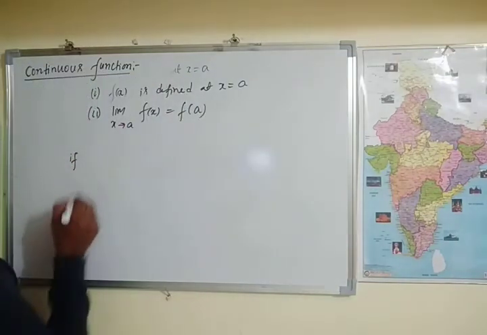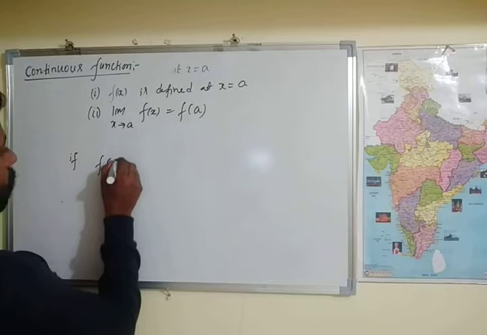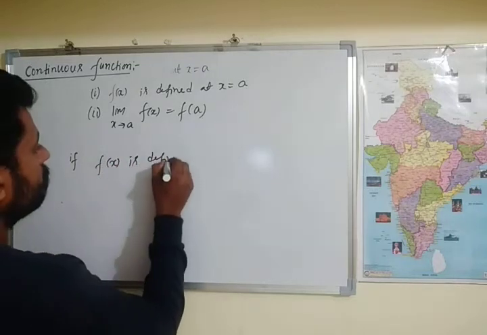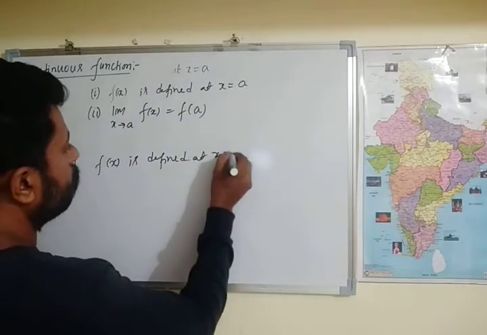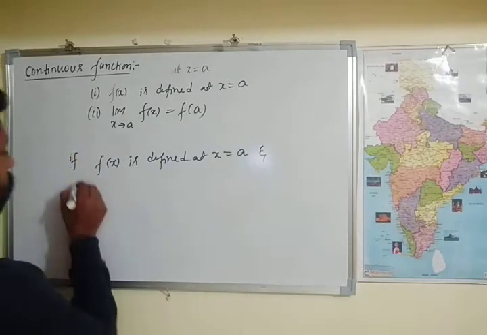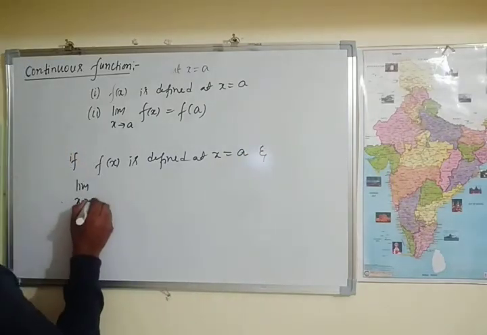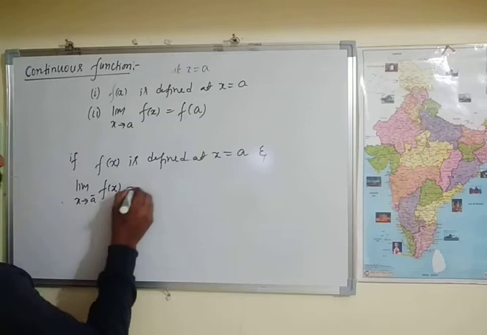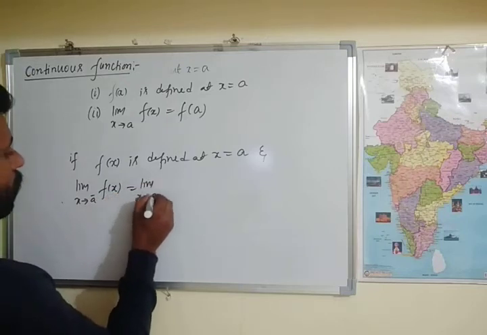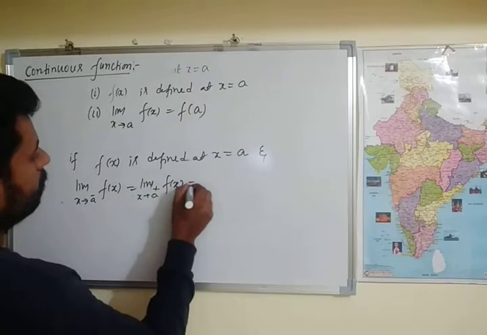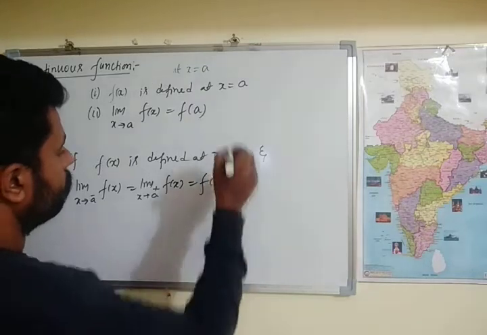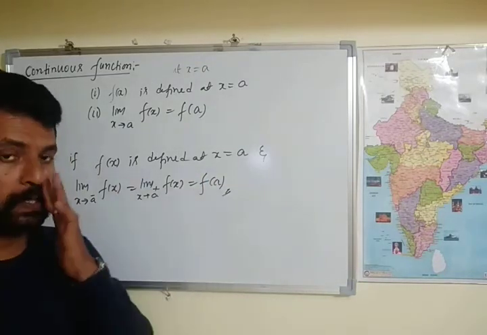Said in another form, the function is continuous at x is equal to a if f of x is defined at x is equal to a, and limit x tends to a minus f of x is equal to limit x tends to a plus f of x is equal to f of a. We say the function is continuous.